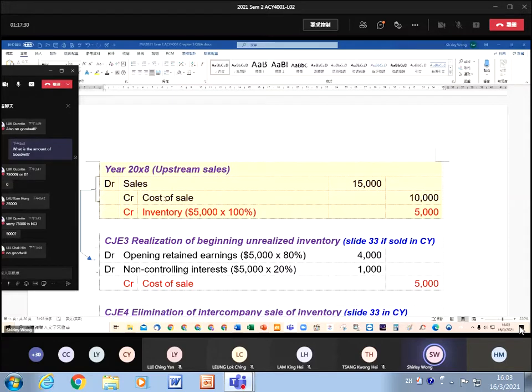Remember this sales and cost of goods sold was recorded by the company in last year. We are no longer able to debit last year's sales and also credit last year's cost of goods sold. Instead, we need to debit opening retained earnings. And since this is the upstream sales, it will also affect the NCI. So finally, debit opening retained earnings, debit NCI, and then credit cost of sales. So this is called realization of beginning unrealized profits. Originally, it is unrealized inventory or unrealized profits, whatever you write, it will be correct. Now it becomes realized because it is already sold to an outside third party. So it's called realization of beginning inventory.